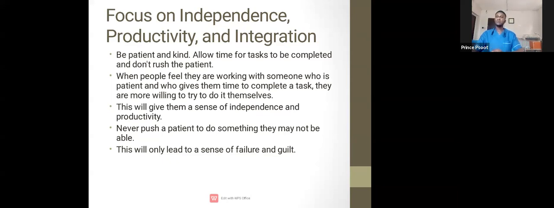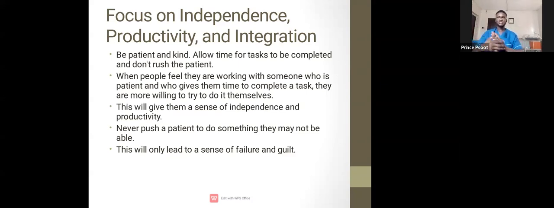When people feel they are working with someone who is patient or who gives them time to complete tasks, they are more willing to try to do things by themselves. The more you allow them to help themselves, the more you tell them they can do it. These words sink down their mind.